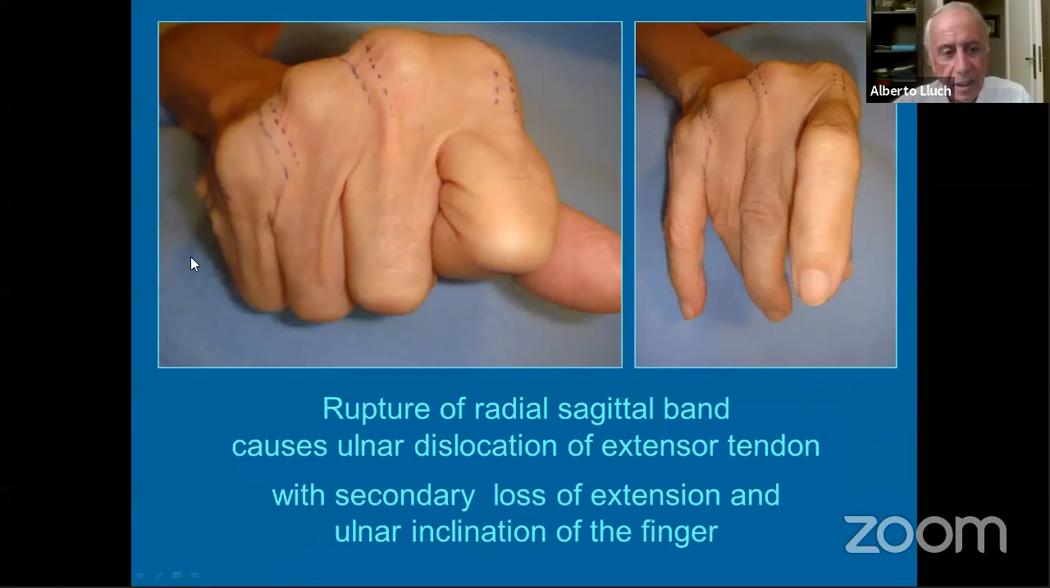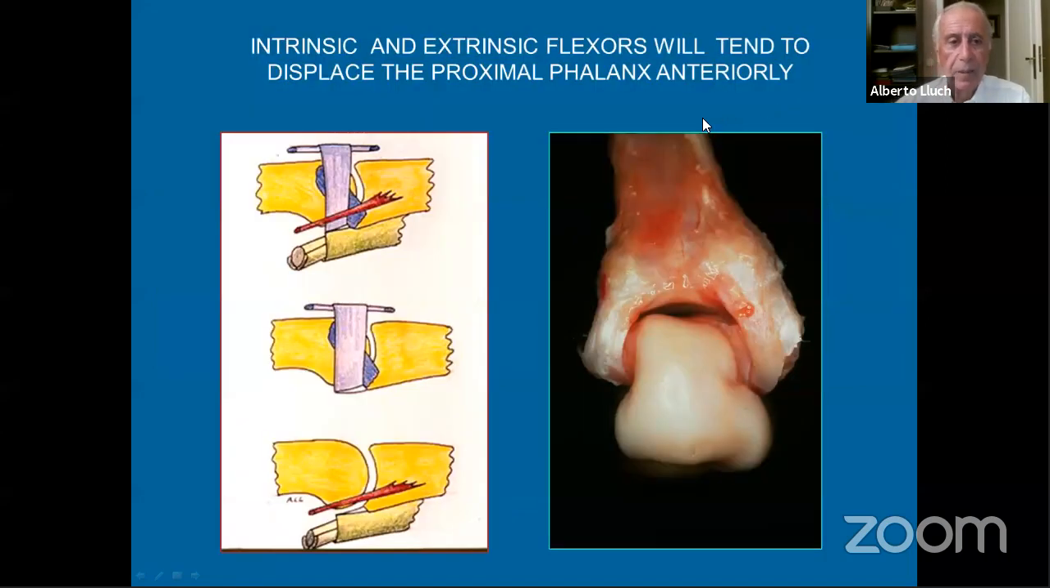Here, the patient on the left is closing the fingers, making a fist, and he is trying to extend the fingers. And since the extensor tendon in these fingers is not on top of the metacarpal head, he cannot extend these fingers. And they even have a tendency to go to the radial side and even cause flexion of the joint.